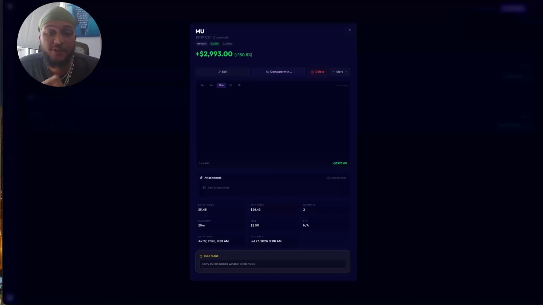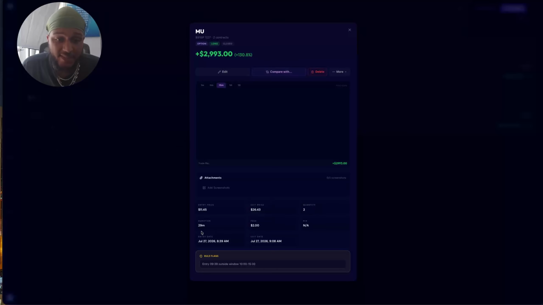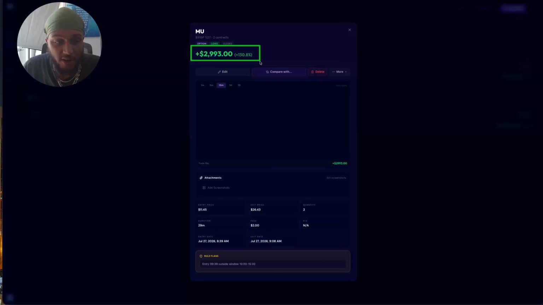So as you guys can see, we're here looking at Trade Deck. The chart's not loading right now, but as you guys can see right here, entry price at $11.45 per contract. Exit on average is around 26.43. Quantity, took 2 contracts, 29 minutes. The fees were about $2. Entry at 8:39 a.m. Central. Exit at 9:08 a.m. Central to lock in nearly $3,000, 130% return here on Micron.